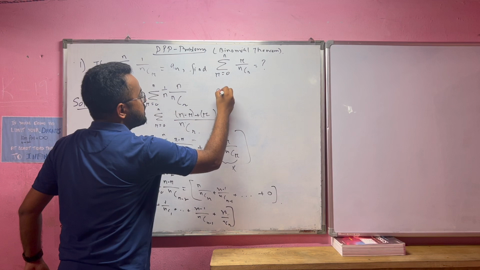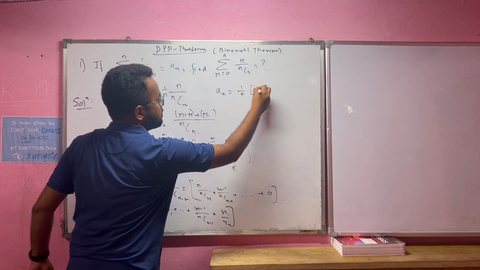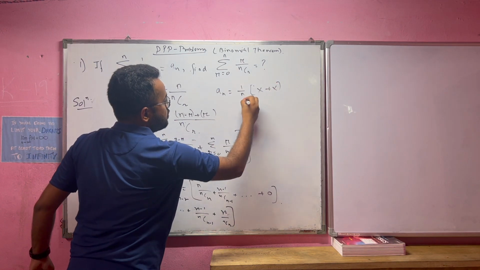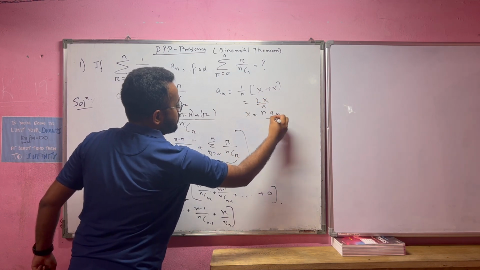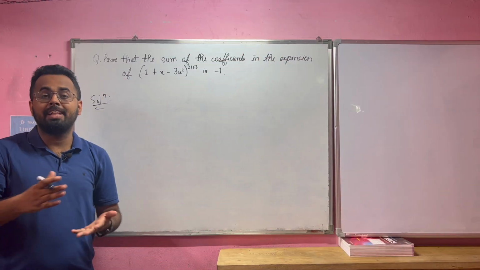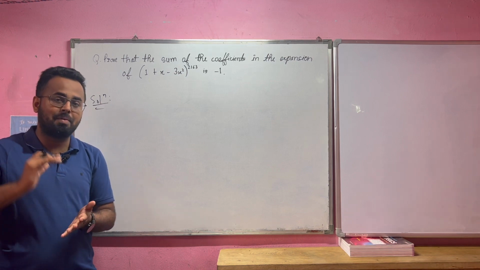So an is equal to 1 by n times (x plus x). So this is equal to 2x by n. So x is equal to an by 2. Simple. Let's come to the next question, which is quite easy if you can think well.